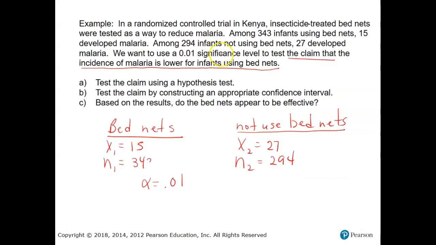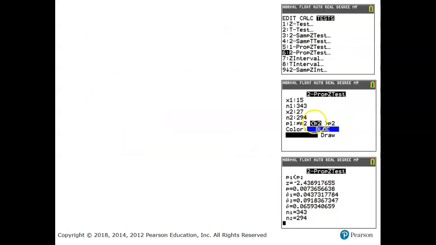So when we put it in the calculator, we'll do our 2 proportion Z test, enter our data values, and we need to set up our null and our alternative hypothesis. So we'll have P1 equals P2. And then for this one, the claim is that the incidence of malaria is lower for the infants using bed nets. Bed nets is population 1, and those that do not use is population 2. So this is going to be a less than. When we go to put it in our calculator, we're going to use the less than symbol.